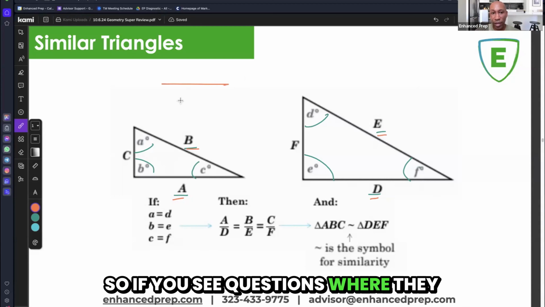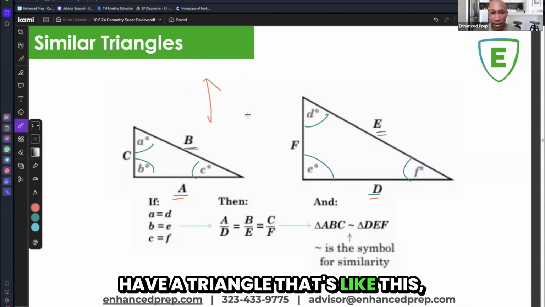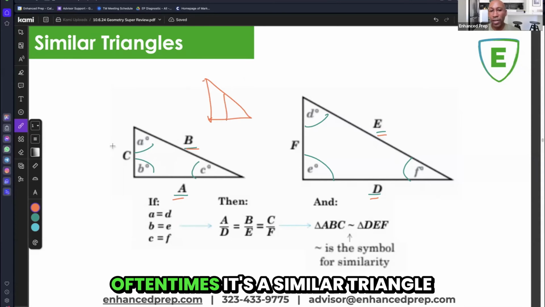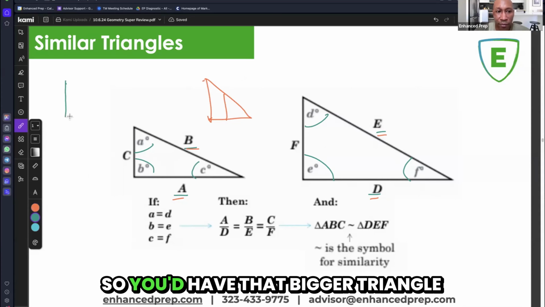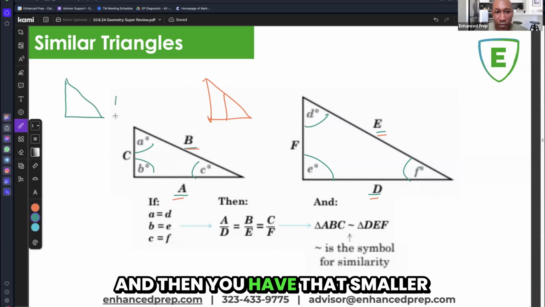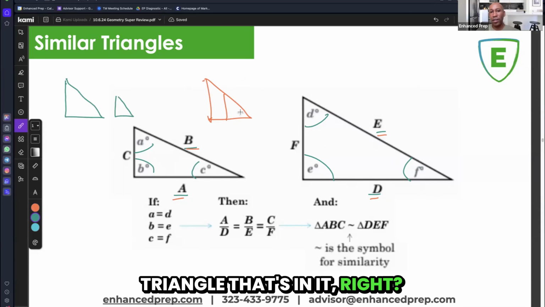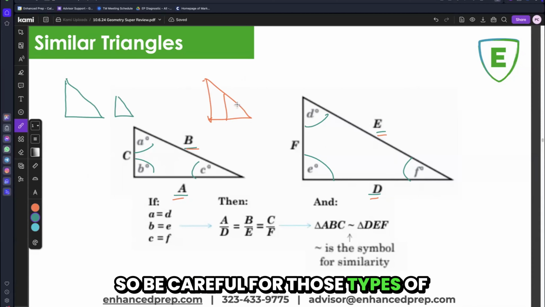So if you see questions where they have a triangle that's like this and there's a line through it, oftentimes it's a similar triangle problem. So you're going to want to redraw those two triangles, right? So you'd have that bigger triangle and then you have that smaller triangle that's in it, right? So be careful for those types of situations.